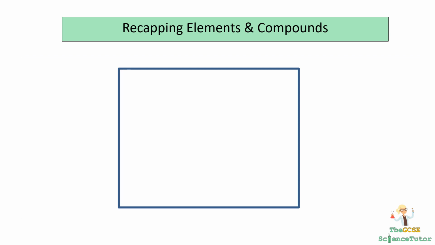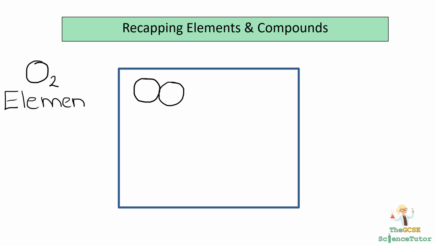So let's first draw oxygen. Oxygen has the formula O2. This means that there are two oxygen atoms bonded together. Both oxygen atoms are of the same type of element, they are oxygen, so therefore this is an element. Oxygen also forms a molecule because there is more than one atom present.